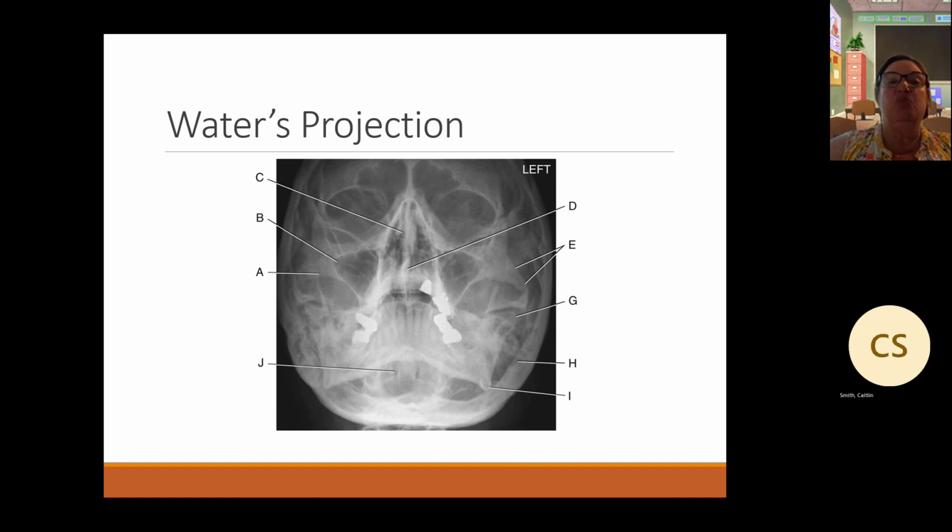And this is what the Waters looks like. We do it to see any metal in the orbits. Here's the frontal sinus. If it's a sinus projection, you would just collimate in a little more, and you're looking at the maxillary sinus, and the petrous ridges fall below the maxillary sinus.